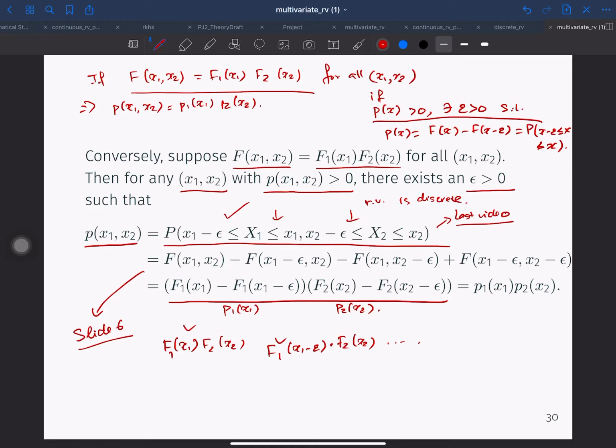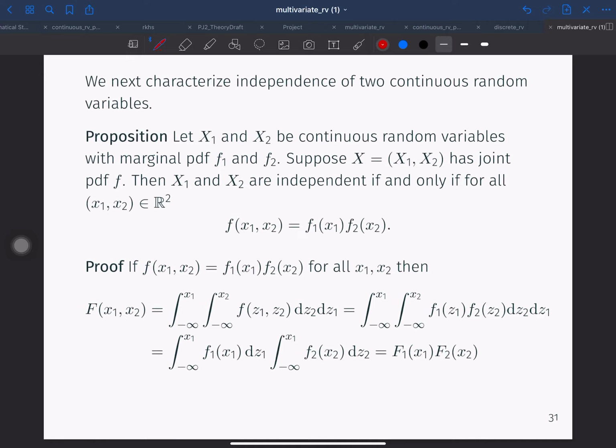So there must be a value for which the joint CDF jumps. Okay, so let's now turn our attention to characterizing independence of continuous random variables.